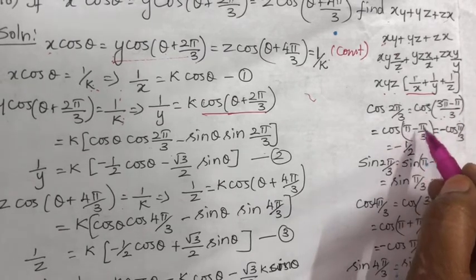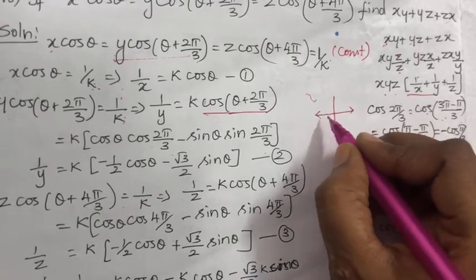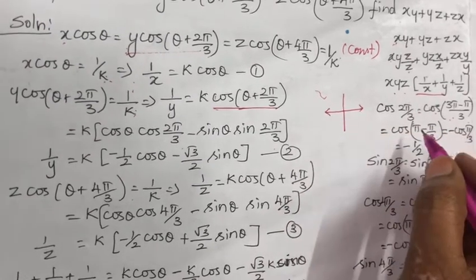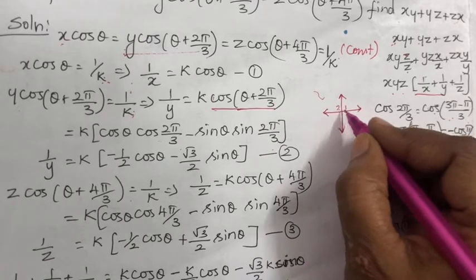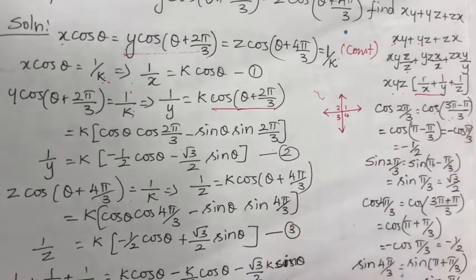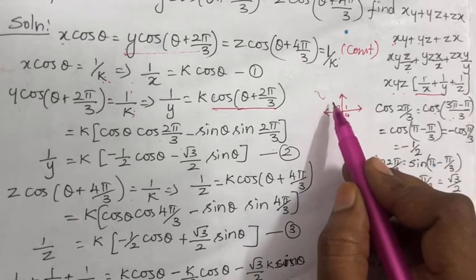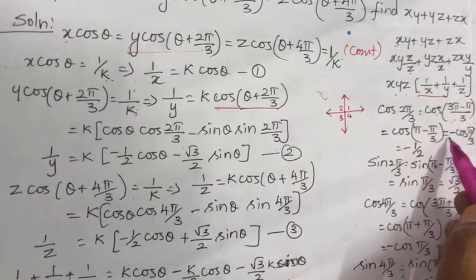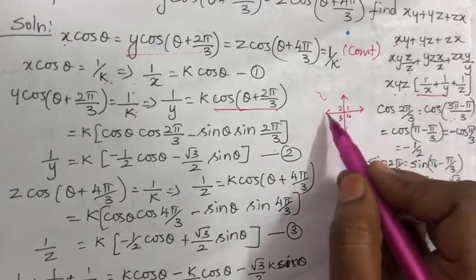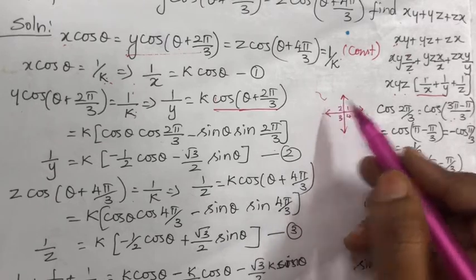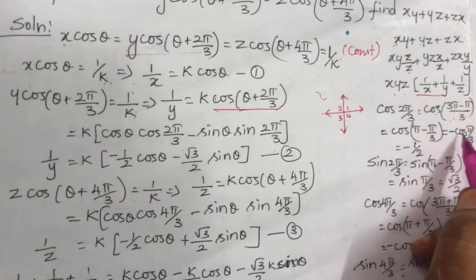Okay, cos(pi minus pi by 3) means which quadrant? Pi means 180 degree. So pi minus pi by 3 will come in the second quadrant. In the second quadrant, cos is negative. A, S, T, C. So sin only is positive, cos is negative. So it is minus cos pi by 3. But since it is 180, pi, there is no change in the trigonometric ratio. Just look at the sign. So cos(pi minus pi by 3) is equal to minus cos pi by 3.